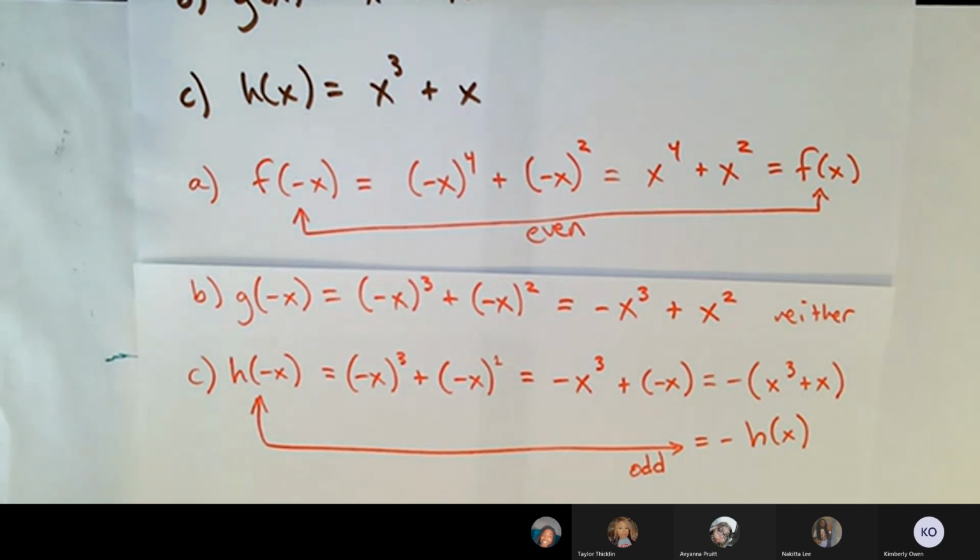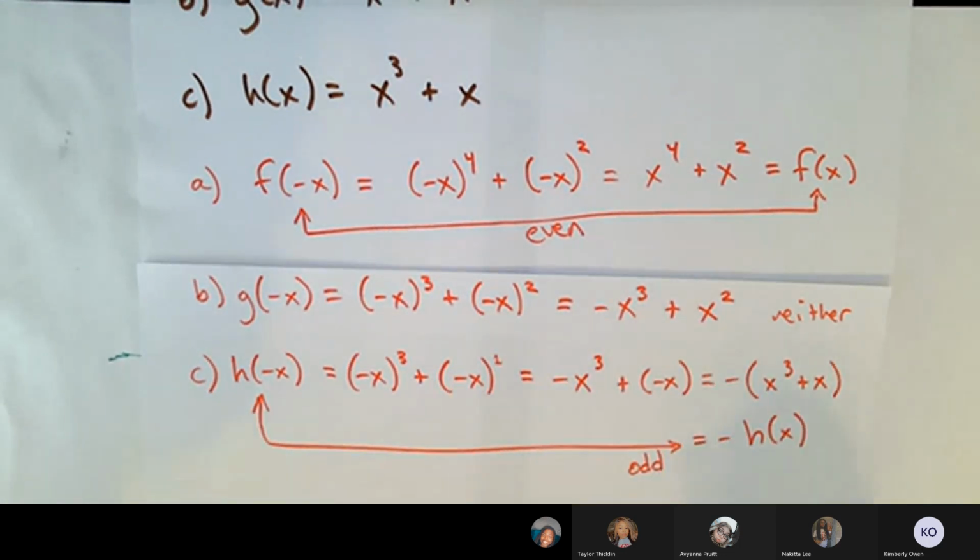Now, are there functions outside of this class, outside of just polynomials dealing with even and odd exponents or reciprocal functions and root functions? Yes. If you take trigonometry, you'll learn about some sine and cosine functions, and those have these properties as well. But that's not what this class is about.